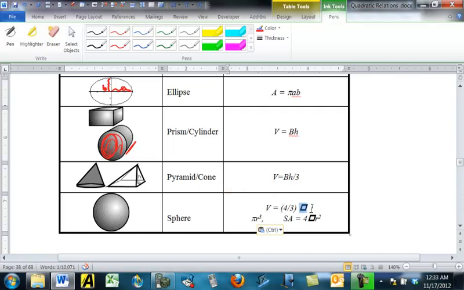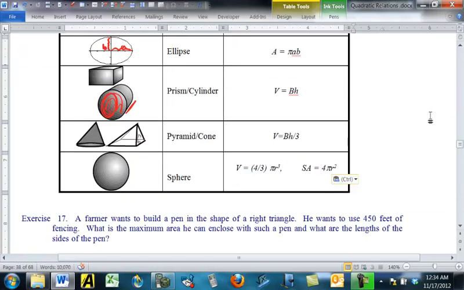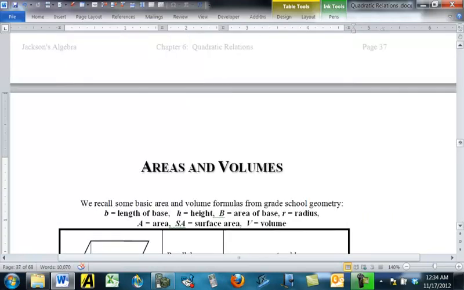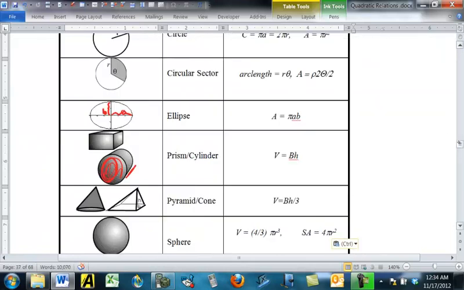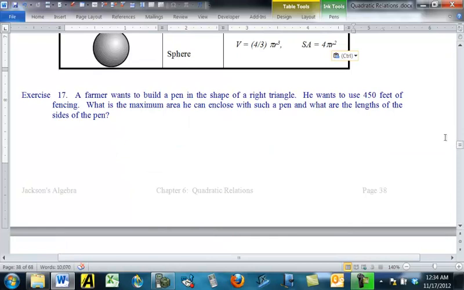For a sphere, the volume is 4/3 pi r cubed. And the surface area is 4 pi r squared. I don't have time to derive all these different things right now, but those are some formulas you might remember from a geometry course in high school or junior high school or somewhere along the way. You might have seen those before. If not, you have a reference here.